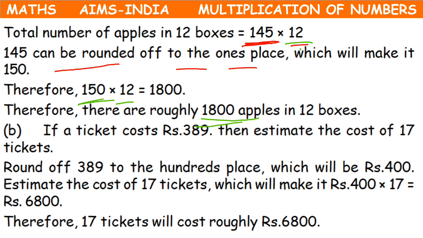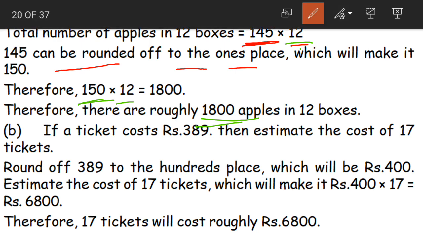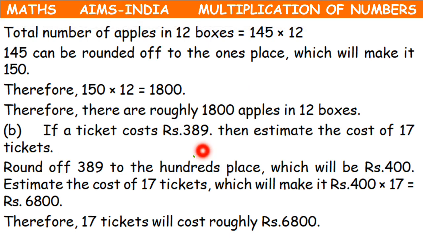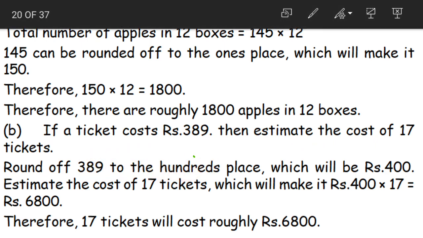Next, looking at another problem. Number B. If a ticket costs rupees 389, then estimate the cost of 17 tickets. Now what are we doing here? One ticket costs 389 rupees. Now we need to estimate the cost of 17 tickets. Again, what should we do? We should round off this bigger number. We are rounding off 389 to the hundreds place.